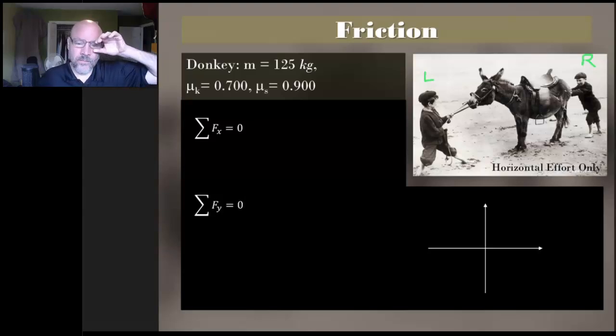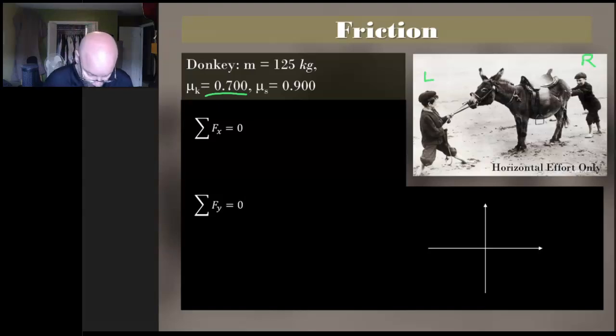Now it could be moving, it could be sliding. We could have a situation where there's some kinetic friction. So we're going to look at both cases. The first case we'll look at is the boys are able to push the donkey. And then we'll say, well, what happens if the donkey isn't moving at all? How does that change the situation?